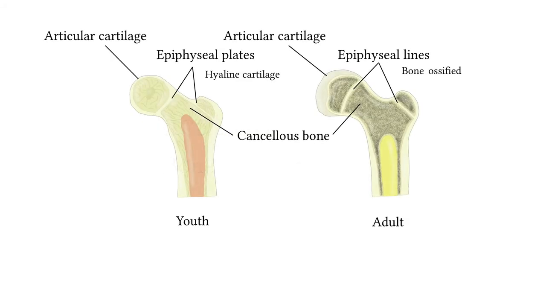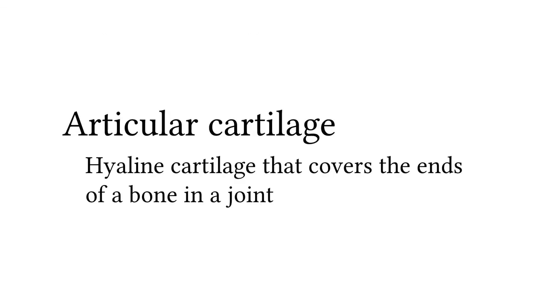You can also see another difference in the articular cartilage of these 2 bones. Notice how it is much thicker in an adult. Articular cartilage is hyaline cartilage that covers the ends of a bone in a joint.